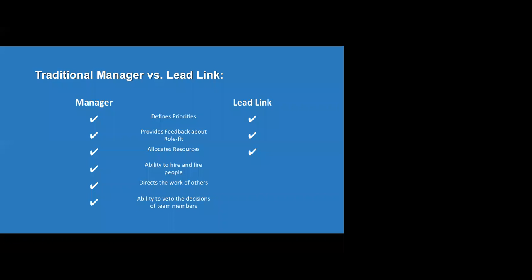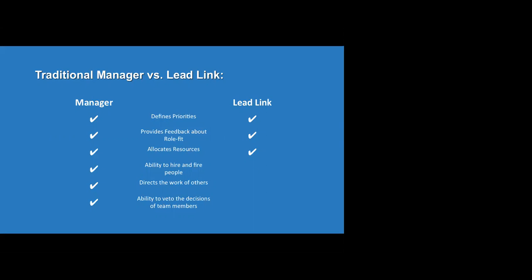The other thing that the lead link cannot do, another way of maybe even saying it, would be the ability to veto decisions of team members. The lead link in Holacracy, in many ways, is largely administrative. The defining of priorities and strategies, yes. Trying to make sure people have the human resources to fill roles, yes. By default, allocating resources, yes.